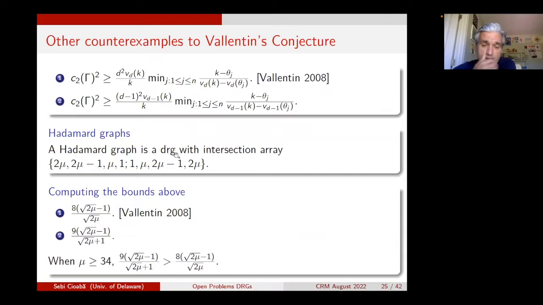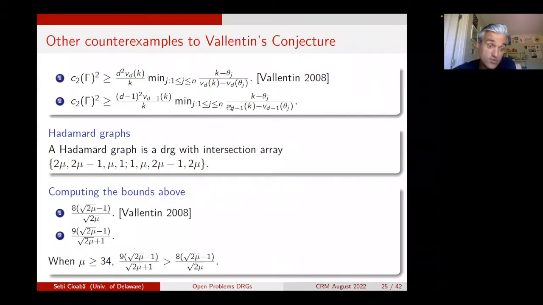Okay, so then what happens? Well, we started looking through some examples, and Ferdinand found graphs for which this bound 2 that we had was better than the bound that Vallentin had. And so the first set of examples that we found were from Hadamard graphs, and one can compute these expressions.